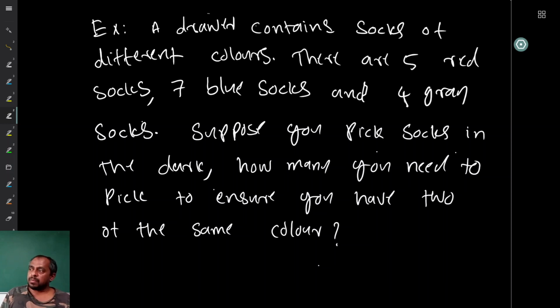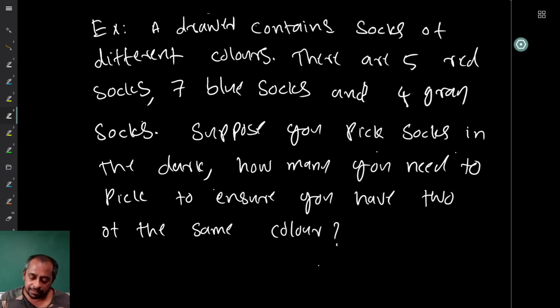Now, one day you go to pick up the socks for the next day morning. You want to make it all ready, and then there is no power or something, and then you are picking up the socks from the drawers in the dark, so you can't see the color. So the question is how many socks you need to pick to make sure that you have at least 2 of the same color, because I don't want to put a red sock on one leg and a blue sock on the other one, right? So therefore, how many you need to pick to make sure that you have at least 2 of the same color.